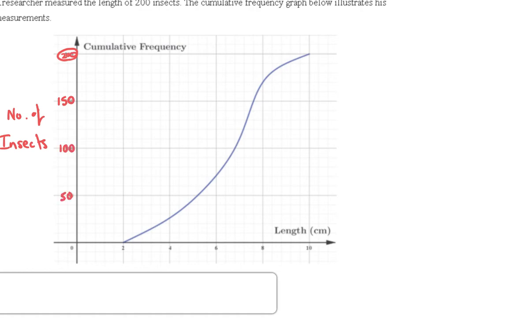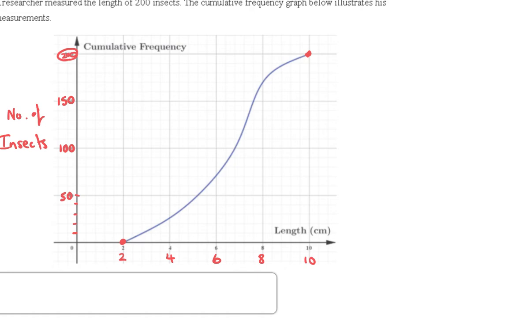So straight away you can tell that the graph is going up in tens. On the bottom is the length of the insect. So this is going to be 2 centimeters, 4 centimeters, 6 centimeters, 8, and 10. So what you know is that the smallest length of an insect was only 2 centimeters, and the largest length is going to be 10 centimeters. So all 200 insects, the length of them lie in between 2 and 10 centimeters.